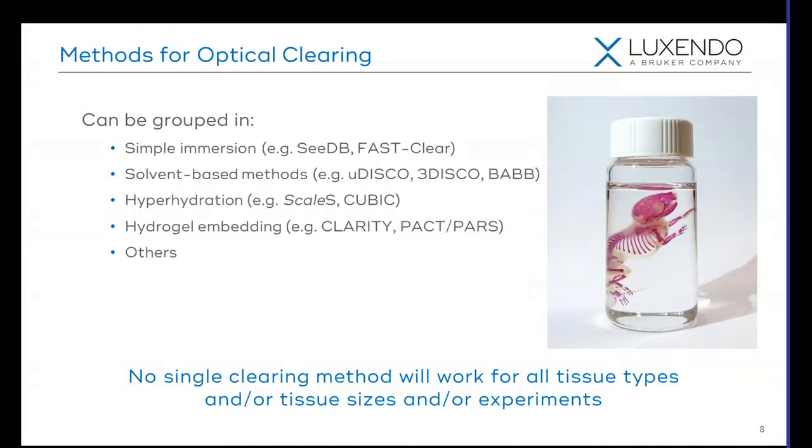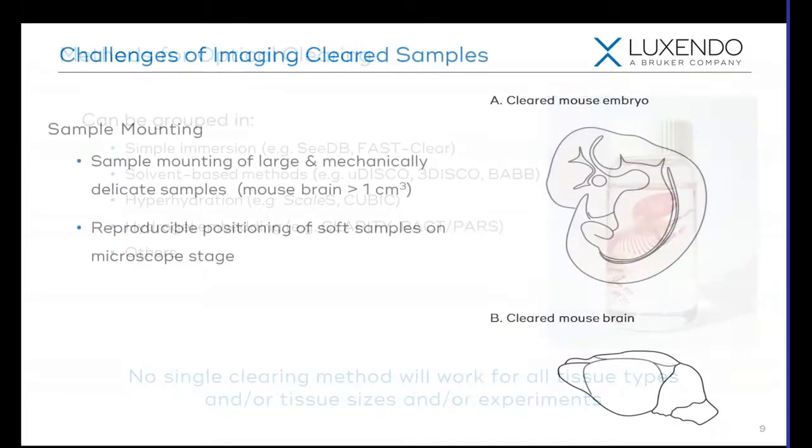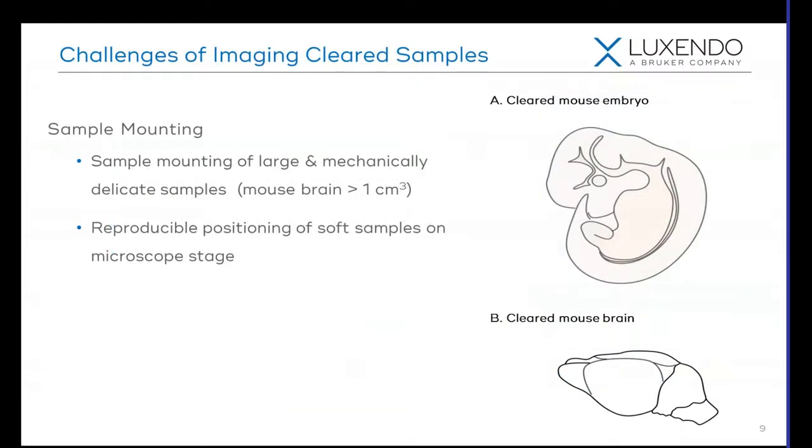But even when we have a clearing method that works well for our particular sample, have it cleared and are ready to image, there are a couple of key things regarding the microscope that we have to keep in mind. First is sample mounting. Now that we have these cleared samples, which are typically large and mechanically delicate, we need to be able to put them onto the microscope and reproducibly position them in order to do 3D imaging. So we need a reliable, stable mounting strategy for these cleared samples.